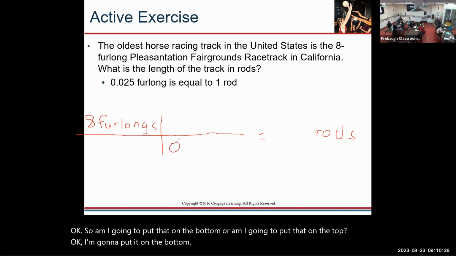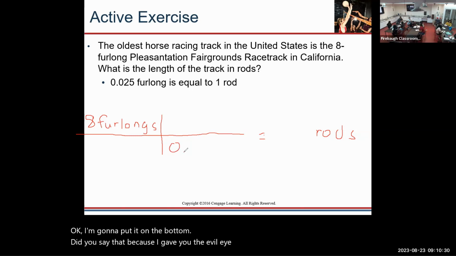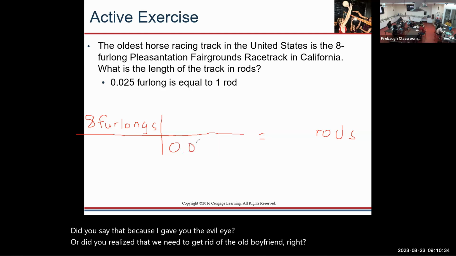Did you say that because I gave you the evil eye? Or did you realize that we need to get rid of the old boyfriend, right? Especially with a name like Furlong.